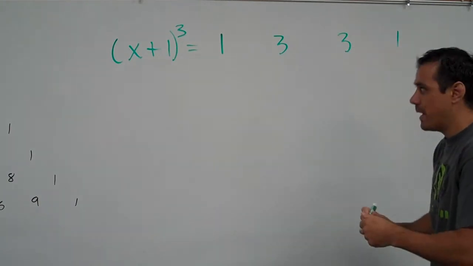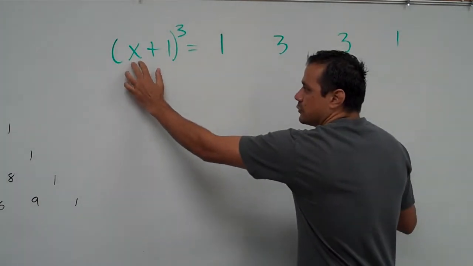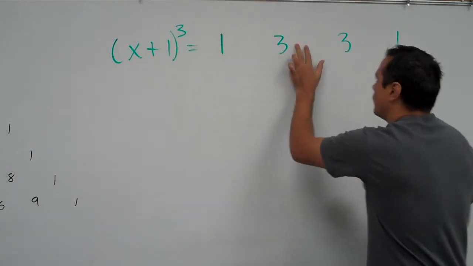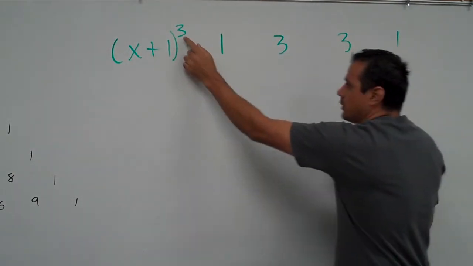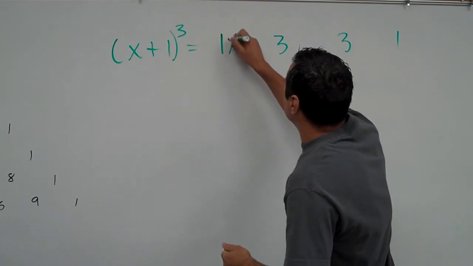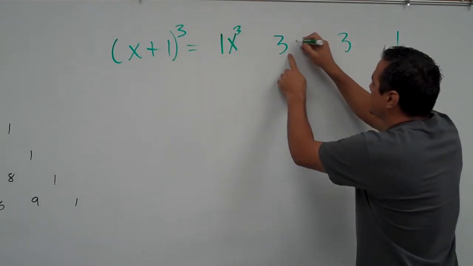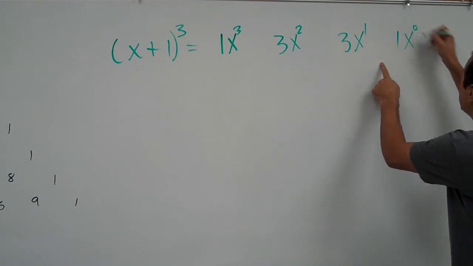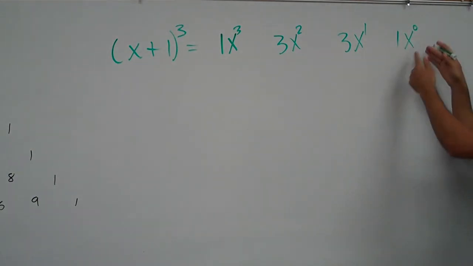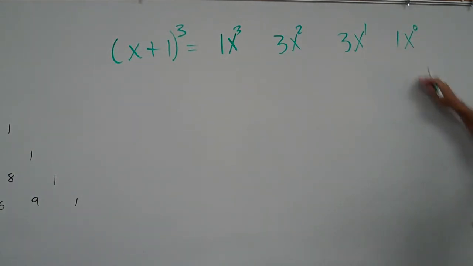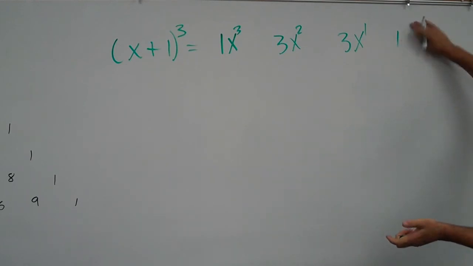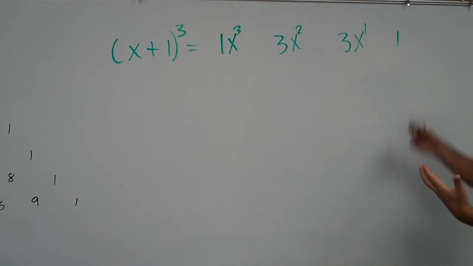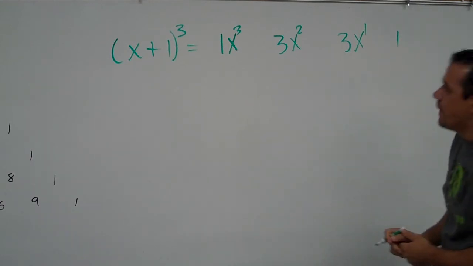Now, let's follow the pattern. Remember, the term on the left is in descending order depending on the exponent. So starting with 3, this is going to be x to the third, x squared, x to the first. And remember, it's x to the 0. We don't write it because we know that x to the 0 is actually 1. If it makes you feel better, you can go ahead and write it, but in the final answer, just turn it into a 1 anyways.